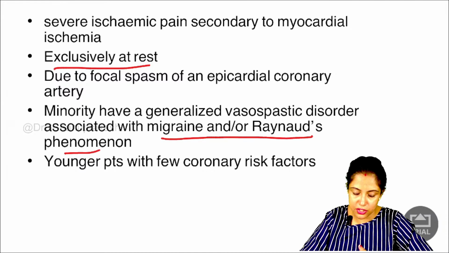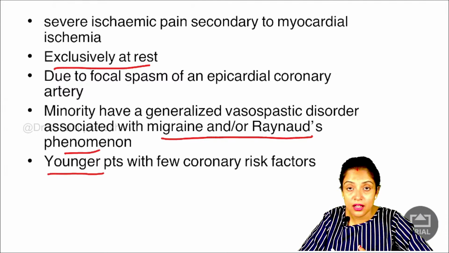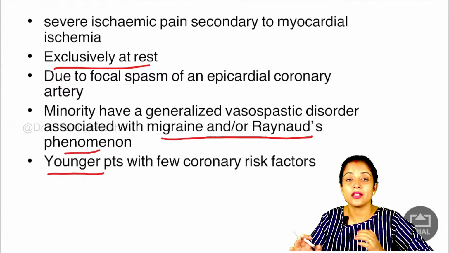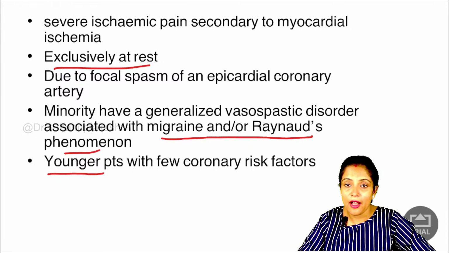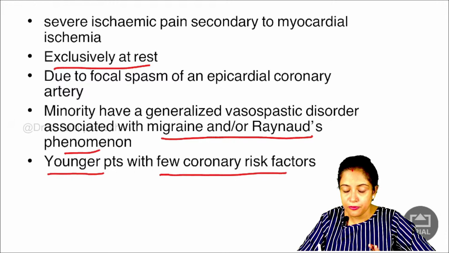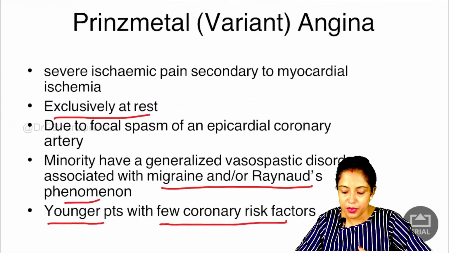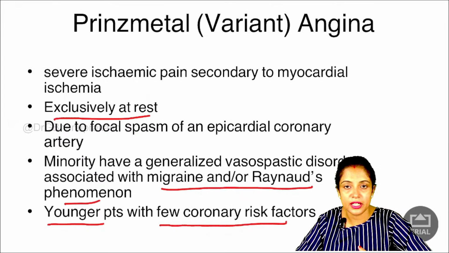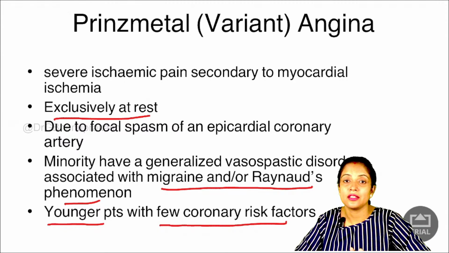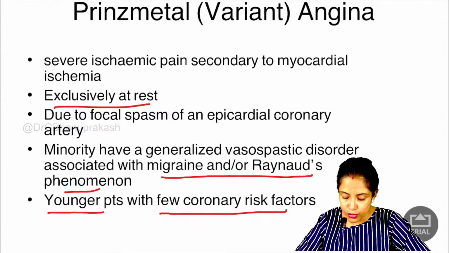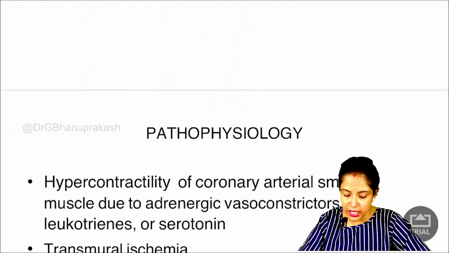The patients are usually younger. What is the patient profile? They are usually younger, and they have very few coronary risk factors. The patient will present with chest pain. The chest pain is like stable angina, but it occurs at rest, with no relation to exertion. The patient is young, with very few risk factors for coronary artery disease.